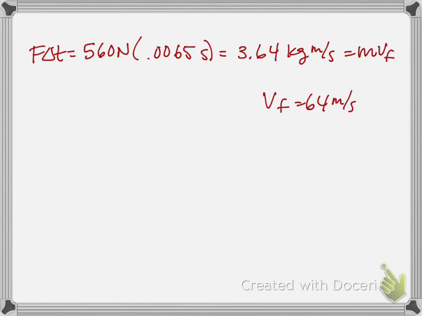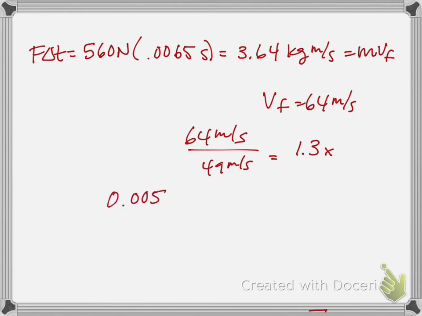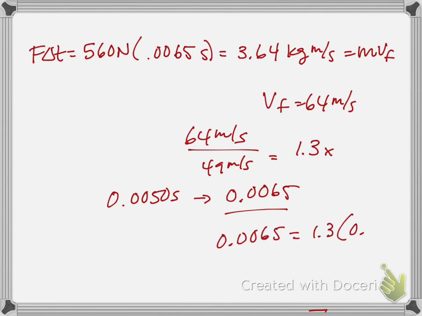I think it asks by what factor the speed is increased. So we've got our 64 meters per second final, divided by our initial of 49. So that's a factor of 1.3. So she's increased the speed by 1.3 times. And if you notice, that is the same factor as the time increased by, right? 0.0065 is 1.3 times 0.005.